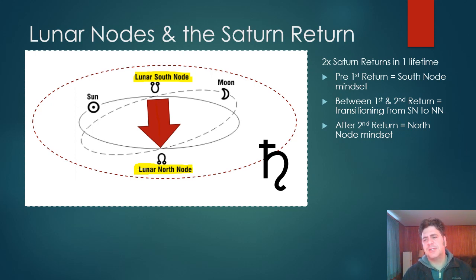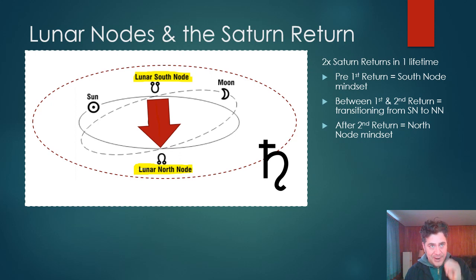So between the first and second Saturn return, the first being around age 28 and the second around age 56, we're developing our north node mindset. And then after our second return, we can reflect on the lessons that we've learned. I mean, even when we're older, we're still stuck in our past mindset. So this is just a theoretical model. In real life, we're really a mixture of both our south and north node mindsets.